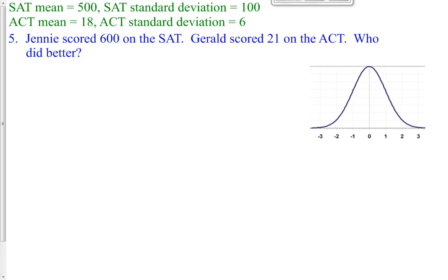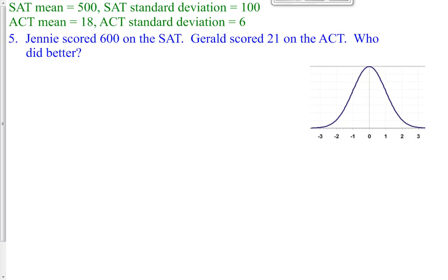Here's a situation. Jenny, she took the SAT, she got a 600. Gerald, he took the ACT and he got a 21. Well, who did better between the two? It's kind of tough to compare two data distributions. Now we can, because they're both going to be normal, and we could then compare their z-scores. Whoever had the higher z-score did better on that test.